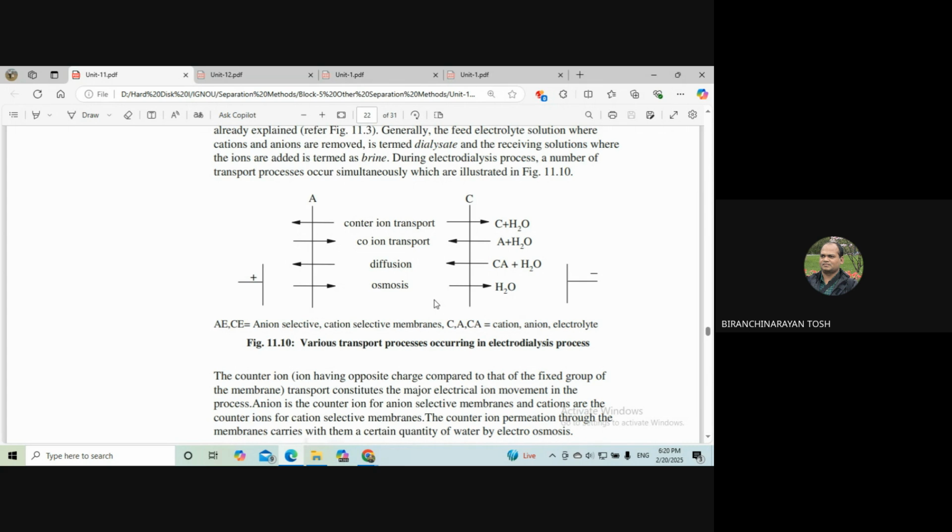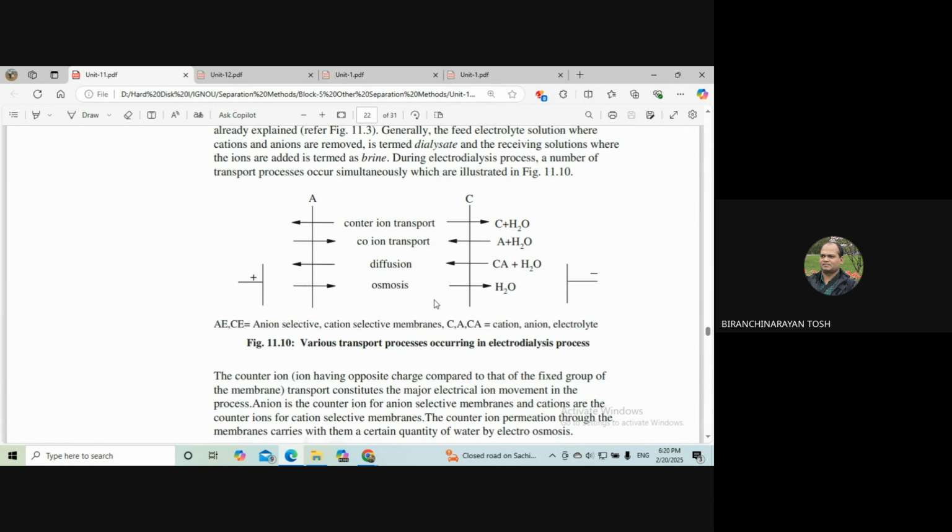The co-ion transport: co-ions are ions having similar charge as that of the fixed group of the membrane. So the co-ion transport is comparatively small and is dependent upon the quality of the ion selective membrane and brine concentration. Anion is the co-ion for cation selective membrane and cation is the co-ion for anion selective membrane. Water is also transported electroosmotically with the co-ions.